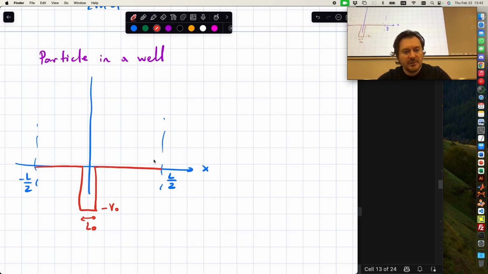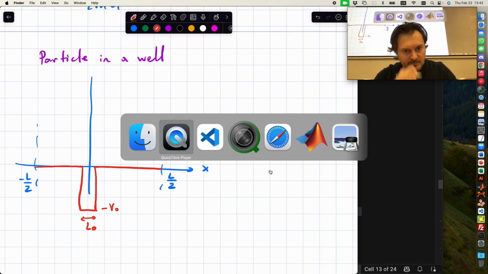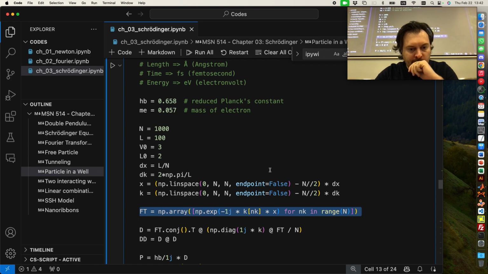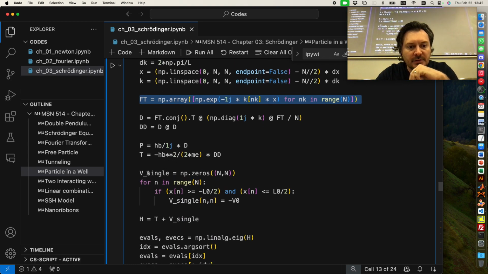Let's see how this potential is defined. It's defined over here. We have a bunch of zeros, and between minus L0 over 2 and L0 over 2, we have minus V0. Do you have any questions so far?